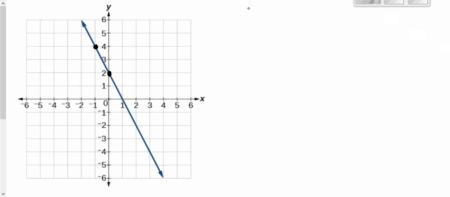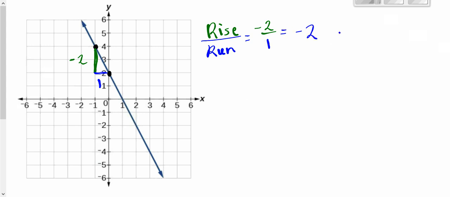I'm going to find the rise, and then I'm going to find the run. This time my graph is just going by ones. So my rise is 2, but I know it's decreasing, so I'm going to write that as minus 2. And my run is 1. So I'm going to write this as negative 2 over 1, which simplifies to negative 2. So I can say my slope is negative 2.